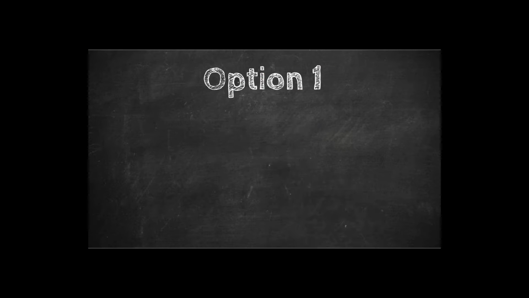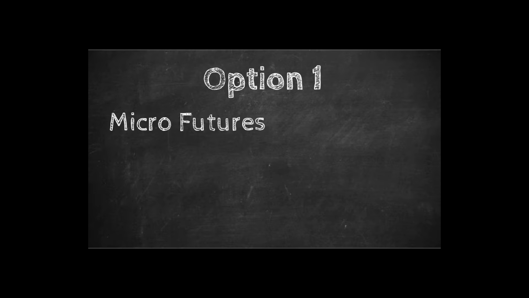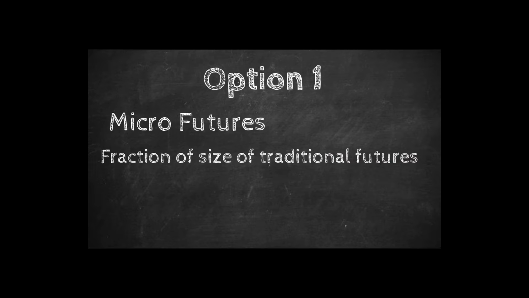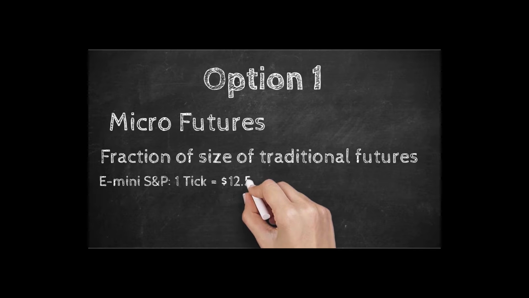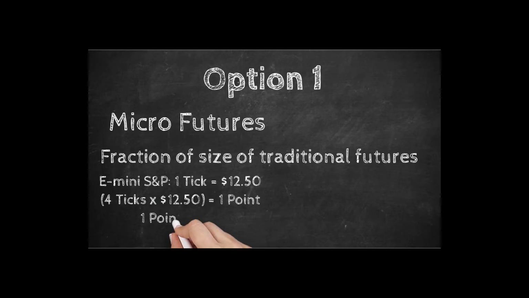Okay. The first option you have to day trade a small account is relatively new, but is growing in popularity, and that is micro futures. Micro futures are a fraction of the value of more traditional futures. Let's take the E-mini S&P as an example. Every tick in the E-mini futures is $12.50, which makes every point worth $50. That can add up quickly, especially when the market has been as volatile as it has been lately.